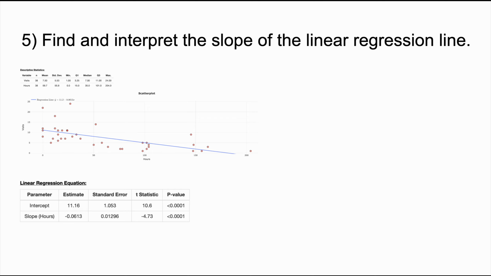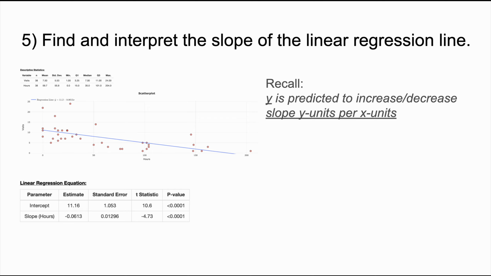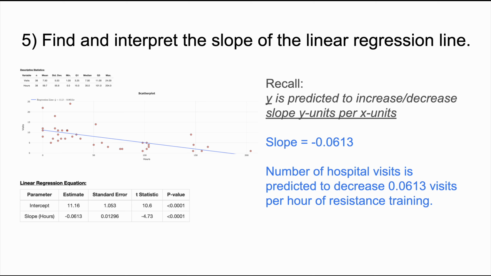Okay. And so here we have our output. Let's interpret the slope. Recall that the slope means that Y is predicted to increase or decrease: increase if the slope is positive, decrease if the slope is negative. Slope Y units per X units. So our slope here is negative 0.0613. You can see it right here, or you can see it in this box here. Okay, negative 0.0613. And so the number of hospital visits is predicted to decrease 0.0613 visits per hour of resistance training.